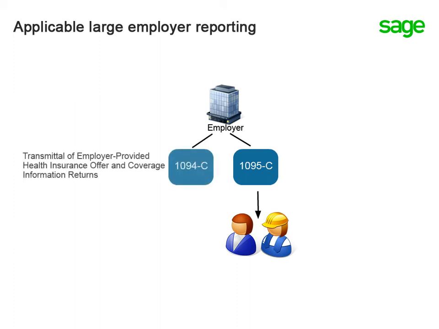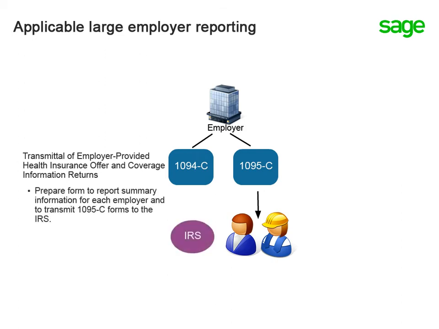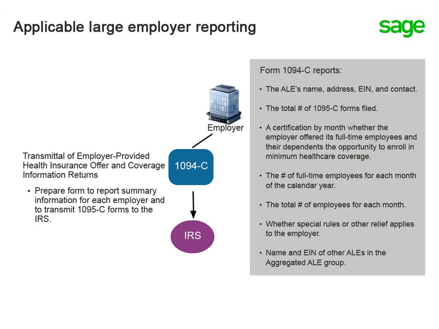The 1094-C is the transmittal of employer-provided health insurance offer and coverage information returns form. You prepare this form to report summary information and send it to the IRS along with the 1095-C forms. The following information is reported on Form 1094-C.